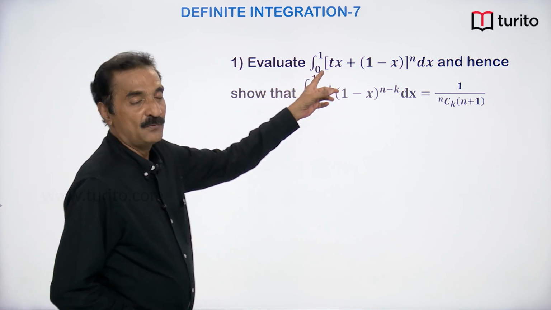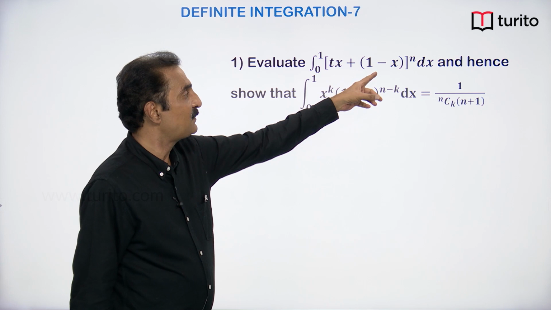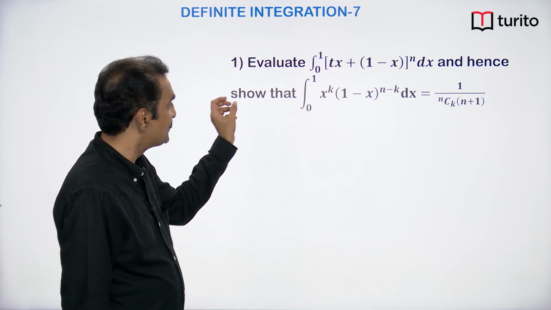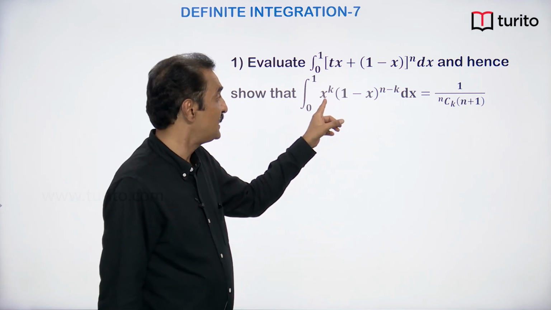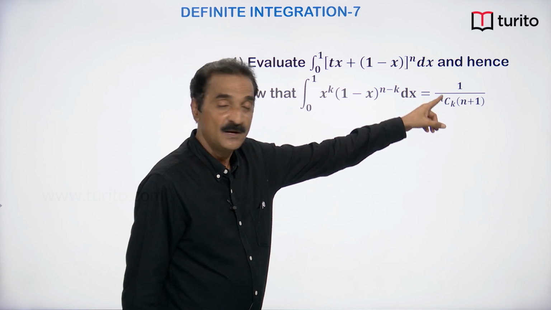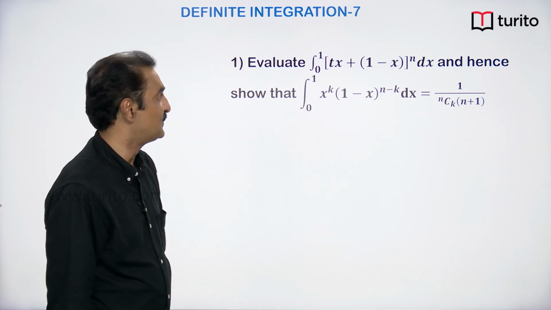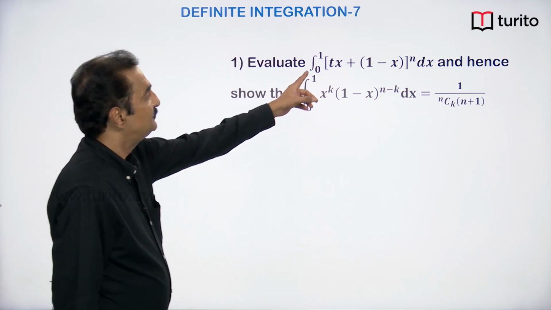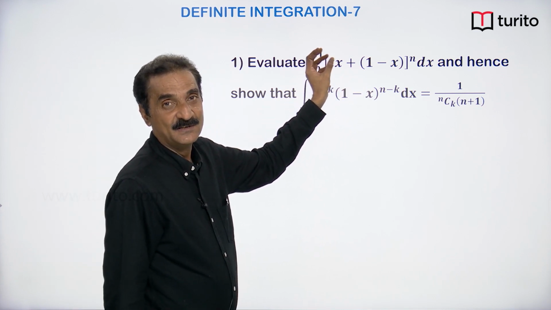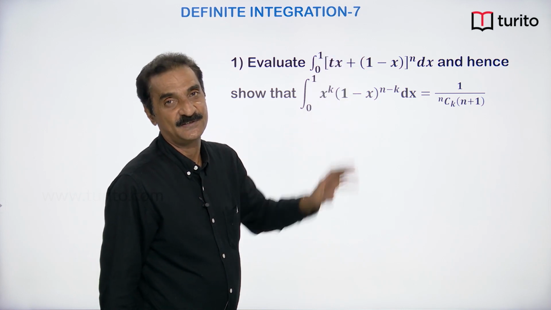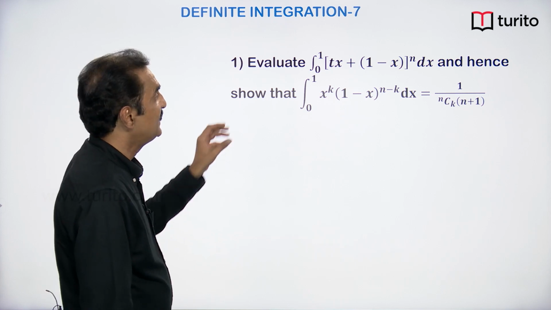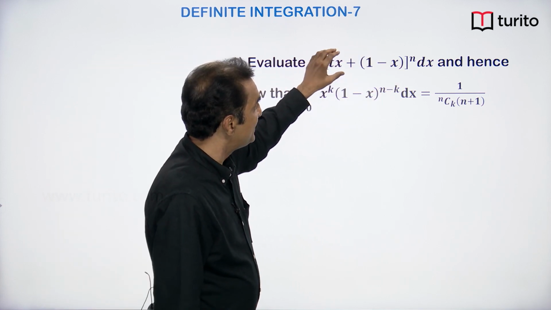Evaluate the integral from 0 to 1 of (tx + (1 - x)) whole power n dx, and hence show that the integral from 0 to 1 of x power k into (1 - x) whole power n minus k is equal to 1 by (n+1) into nCk. Here along with x, t is also there. What is t? It is a parameter independent of x. Then taking t as a parameter independent of x, how to integrate this?